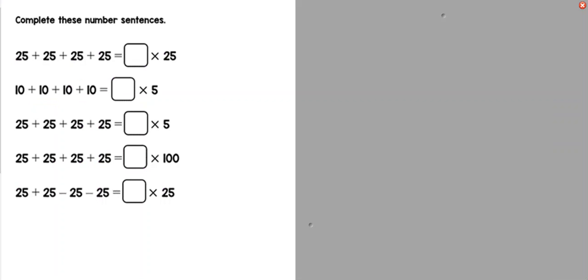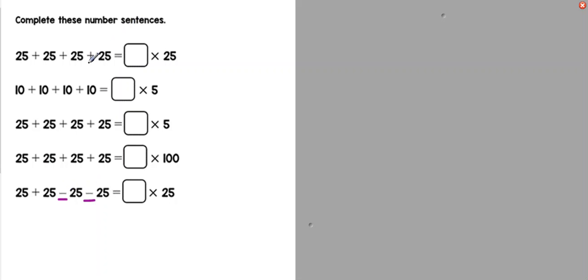Let's have a look at this one. So complete these number sentences. So 25 add 25 add 25 add 25 is equal to something times by 25. 10 add 10 add 10 add 10 is equal to something multiplied by 5. 25 add 25 add 25 add 25 is equal to something multiplied by 5. 25 add 25 add 25 add 25 is equal to something multiplied by 100. 25 add 25 minus 25 minus 25 is equal to something multiplied by 25. Okay, so watch your signs on this last one. Make sure you take note of these subtraction signs.